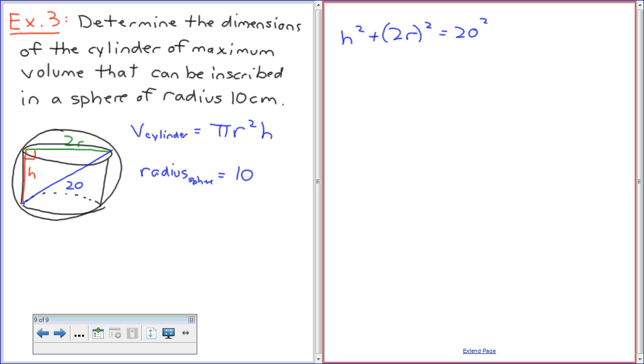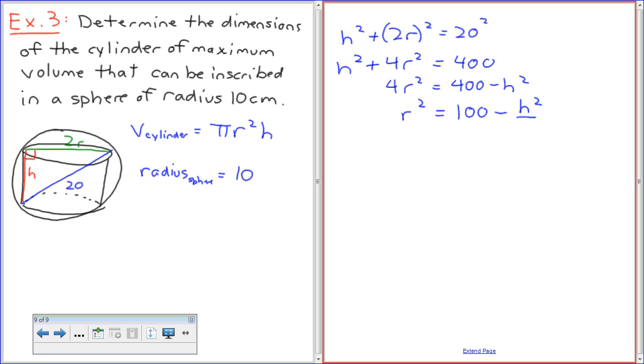height and radius. What variable do you want to isolate here? It doesn't matter which one. H. H sounds good to me. The only reason I might want to do r is because there's an r squared here and I can get an r squared there, so that might be easier. Either one will work. You get the same thing though. So I'm going to call that h squared plus 4r squared equals 400. 4r squared equals 400 minus h squared. r squared equals 100 minus h squared over 4. Is that right?